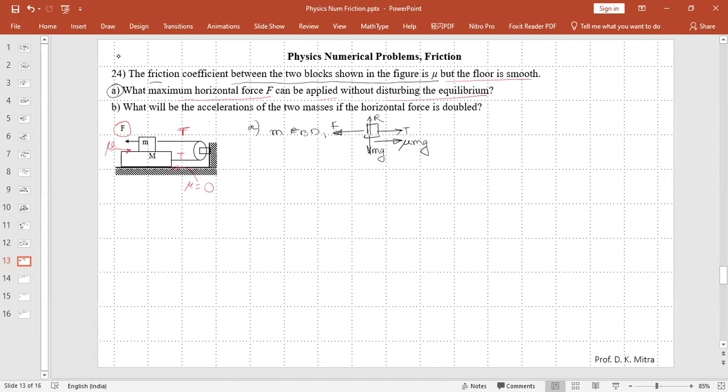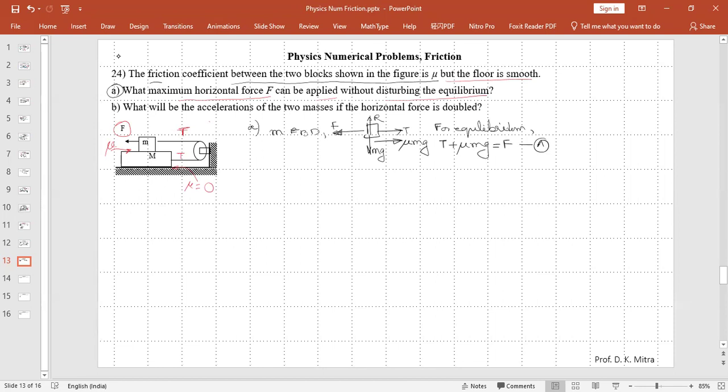So for equilibrium, that means nothing moves, the force on the right hand side, that is T plus mu mg, has to be equal to the force towards the left, that is F. So this is one equation. Let's say this is equation A.